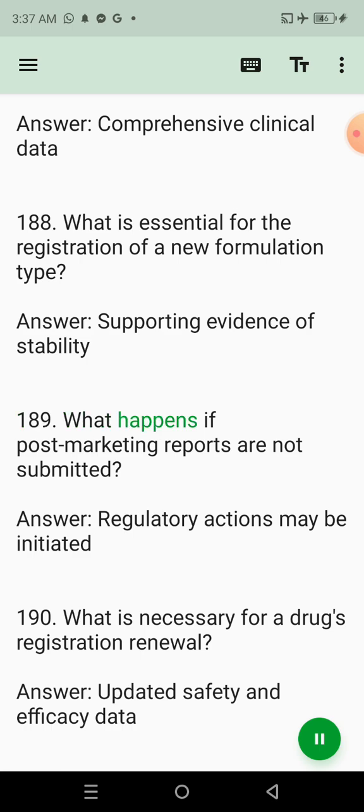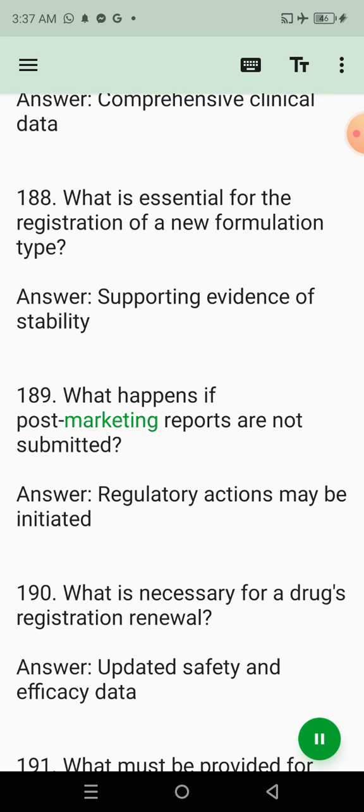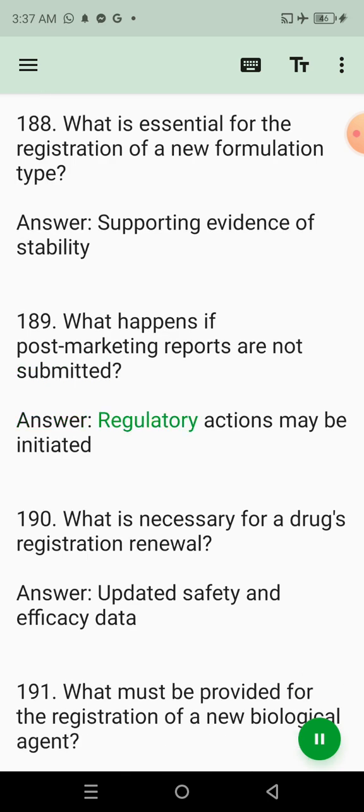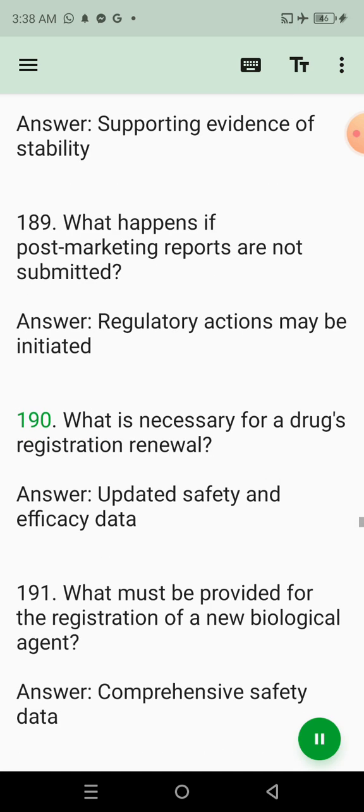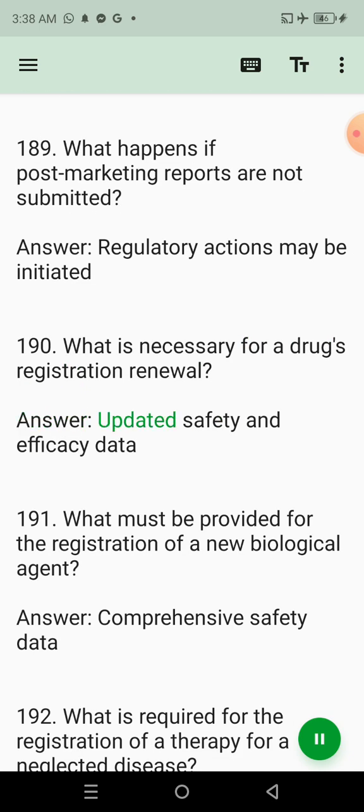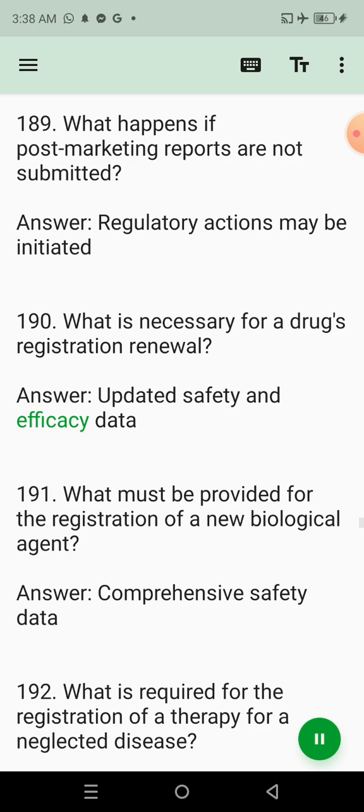189. What happens if post-marketing reports are not submitted? Answer: regulatory actions may be initiated. 190. What is necessary for a drug's registration renewal? Answer: updated safety and efficacy data.